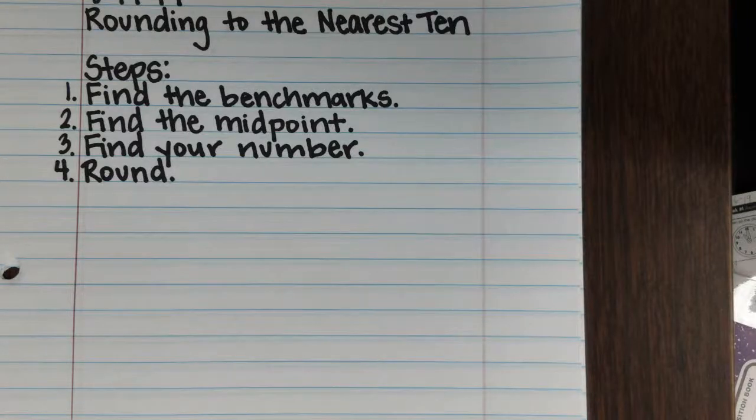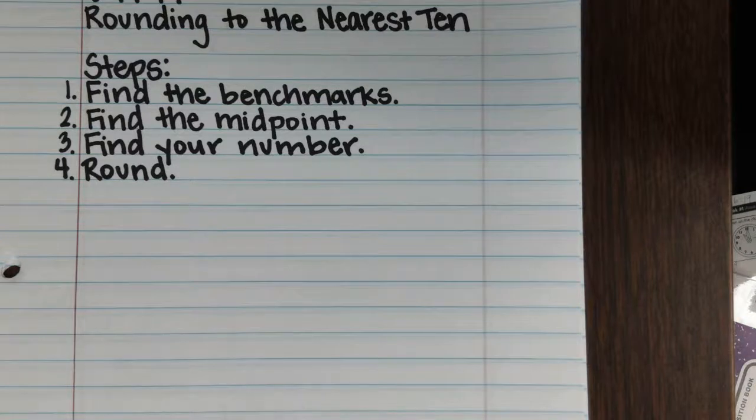Okay, so we have reviewed the 4 steps that we are going to follow whenever we are trying to round a number. Today we're rounding 2-digit numbers to the nearest 10. So our steps are, step 1, we're going to find our benchmarks. That's going to be the tens number that comes before and the tens number that comes after our number. Step 2 is find the midpoint. That's going to be the middle between those 2 benchmarks.